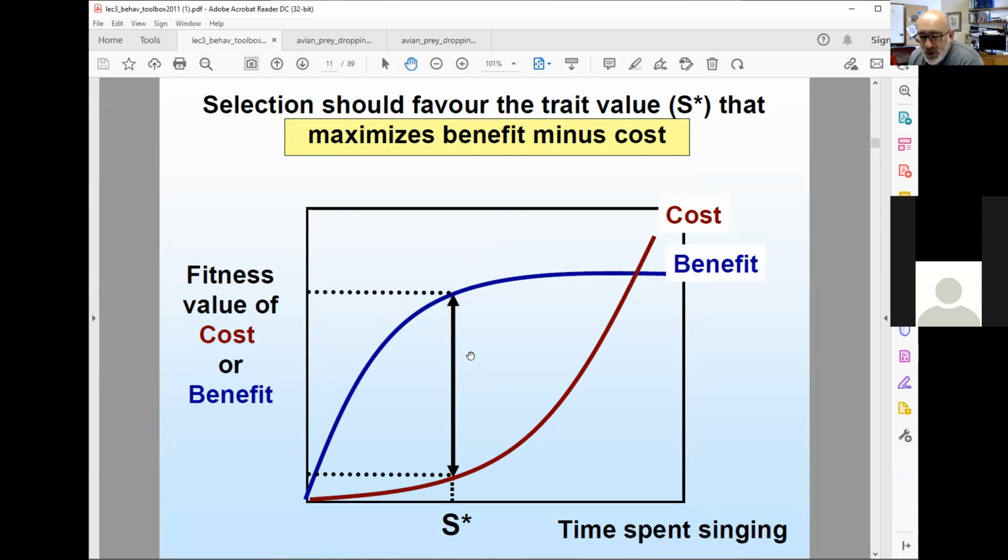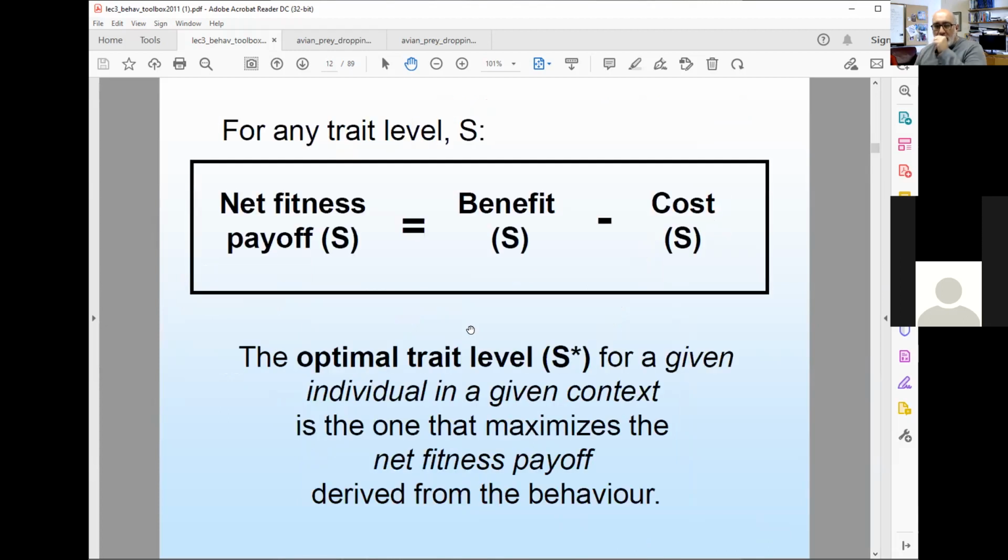All right, if you know calculus, you could actually use calculus to calculate these things, but all to say that this point here, S star, is the optimal time spent singing that maximizes the benefit minus the cost. Okay, so it just maximizes that difference in the fitness value of the cost and benefit. So for any trait level S, you should be able to calculate a net fitness payoff, and that is simply the benefit minus the cost.